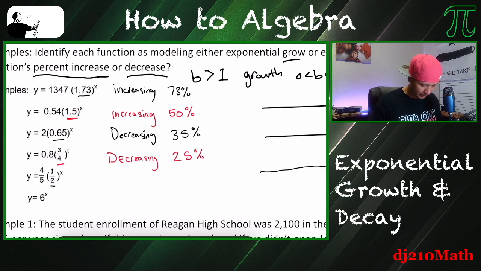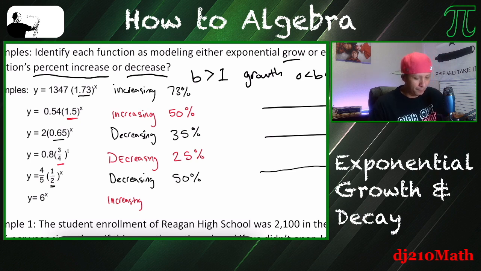Okay. 1/2. This is less than 1. Decreasing, and by 50%. All right, last example. 6 to the x. You want to compare 6 to 1. 6 is obviously bigger than 1, so this is going to be increasing for sure. And you say, by how much? Well, it's 5 bigger. 6 is 1 plus 5. So 5 whole ones. So this would be an increase of 500%.